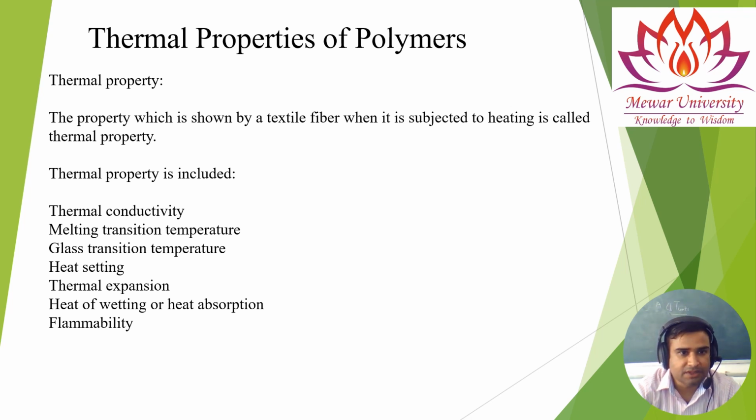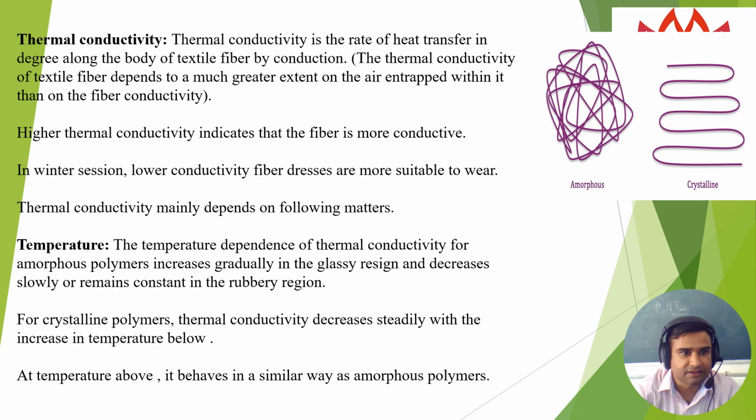So thermal properties include thermal conductivity, melting transition temperature, glass transition temperature, heat setting, thermal expansion, heat of wetting or heat absorption, and flammability. So these are the thermal properties of a polymer. First we will come to know about the thermal conductivity.